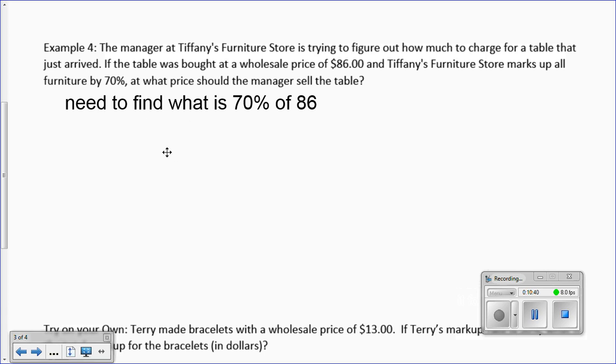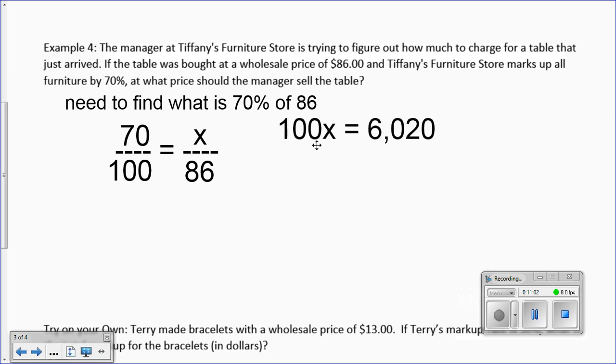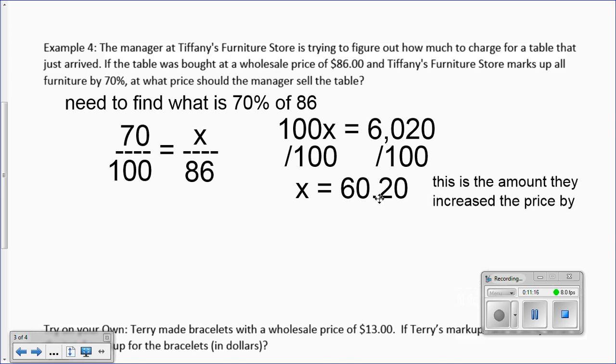So first I set up my proportion. Hundred is a given. I got a 70%. I don't know what my is. Sorry. Now you know I'm doing it after school. Great. The of is 86. So I cross multiply. 100 times x is 100x. 70 times 86 is 6,020. Divide everything by 100. So $60.20 is how much the price is going to be increasing by. Okay? So they're going to actually tack on $60.20 to their price.